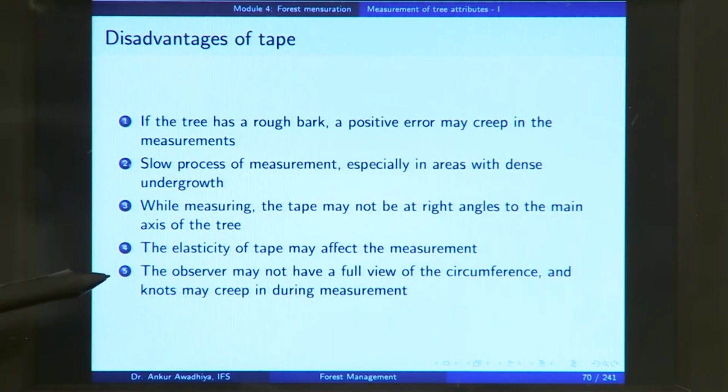Then the observer may not have a full view of the circumference, and knots may creep in during the measurement. Either knots may creep in, or you can even have situations where loose bark or climbers can also creep into the measurement, because you are unable to see the whole circumference in one go.